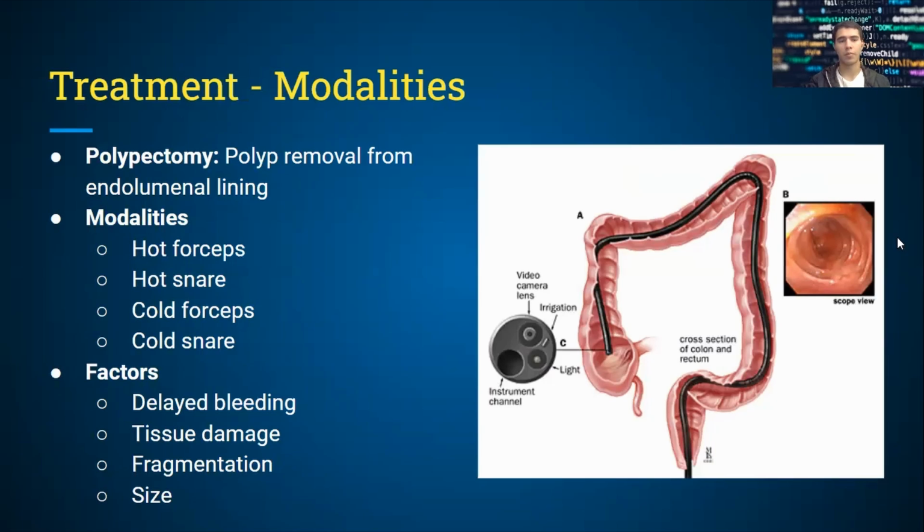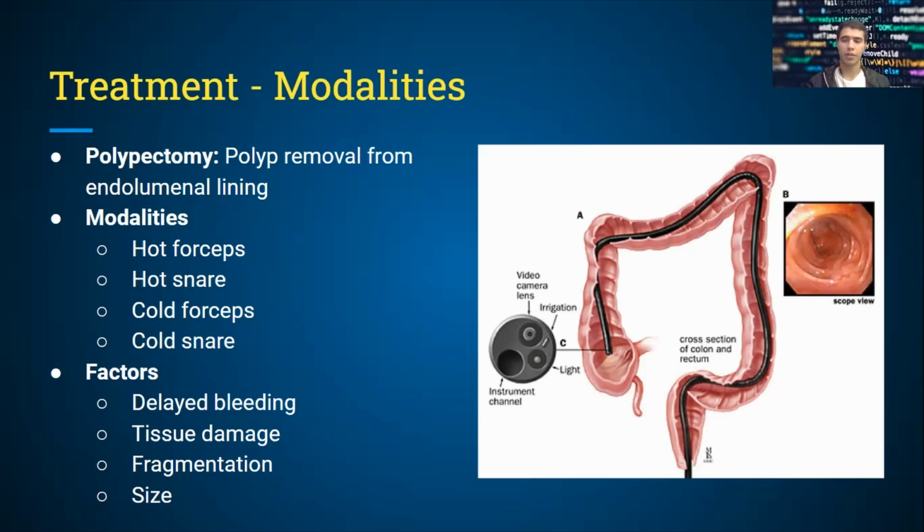So how can you treat polyps? In most cases, what you want to do is take preventative measures and just remove it. And you can do that through a polypectomy. The modalities that we currently have, at least endoscopically, are hot forceps, hot snares, cold forceps, or cold snares. Hot forceps or hot snares basically use electrocautery. And cold forceps and cold snares don't use electrocautery. They just resect the polyp without breaking it into different chunks.